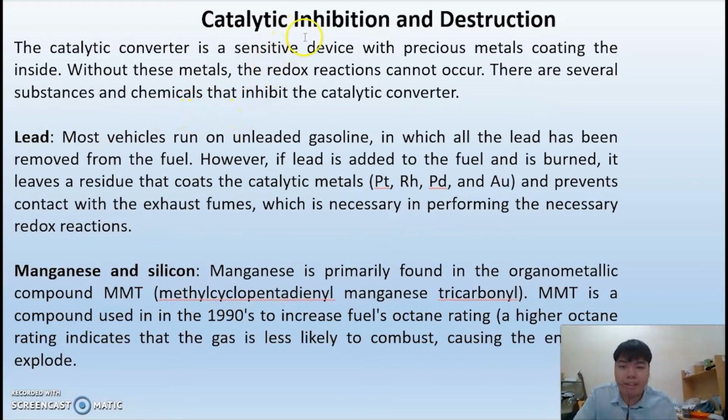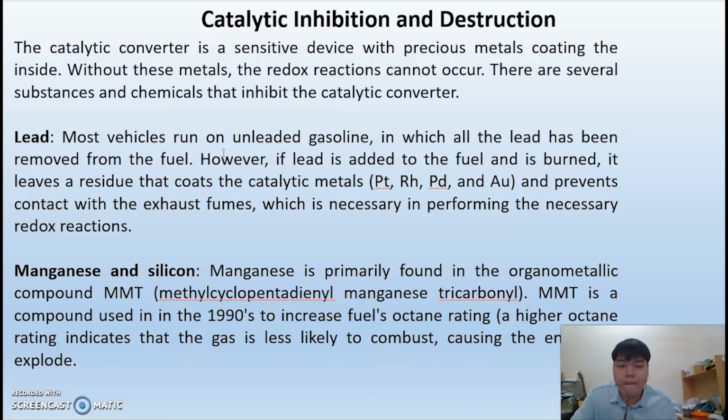Next is catalytic inhibition and destruction. The catalytic converter is a sensitive device with precious metals coating the inside. Without these metals, the redox reaction cannot occur. There are several substances and chemicals that inhibit catalytic converters. First, lead. Most vehicles run on unleaded gasoline in which all the lead has been removed from the fuel. However, if lead is added to the fuel and burned, it leaves a residue that coats the catalytic metals and prevents contact with the exhaust fumes, which is necessary for performing the redox reaction.